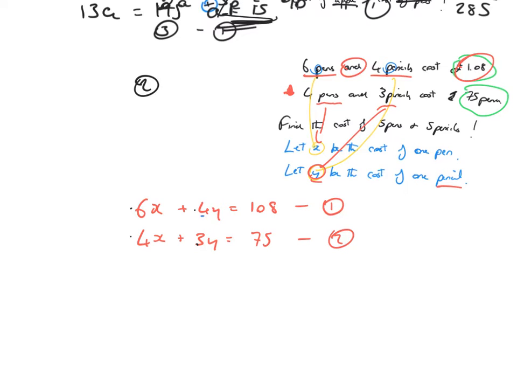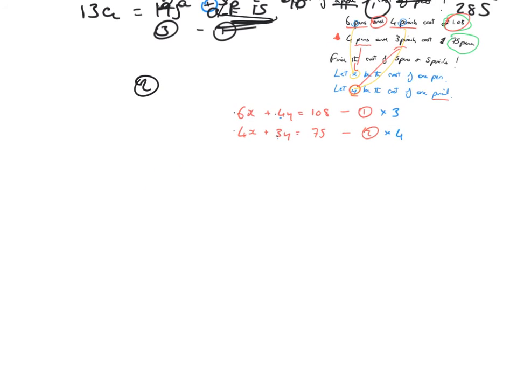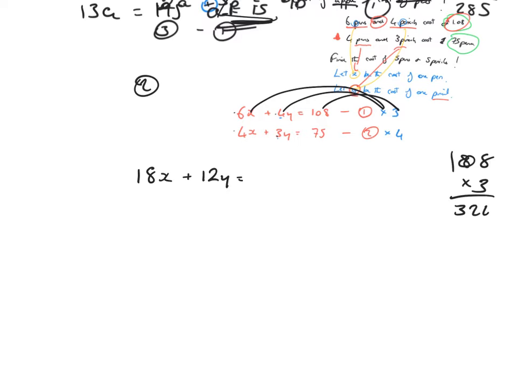So I'm going to bring the 4 and 3 up to a 12. To get 4 up to 12 I'd need to multiply that equation by 3. To get the 3 up to 12 I'd need to multiply that equation by 4. Okay, so let's go ahead and do that. So 6x times 3, 18x, 4y times 3, 12y, 108 times 3, take your time, go to the side, work it out. That'll be 324, that's now equation 3.